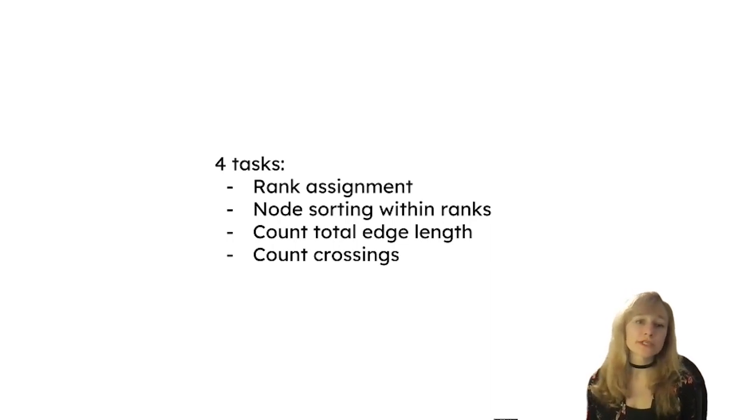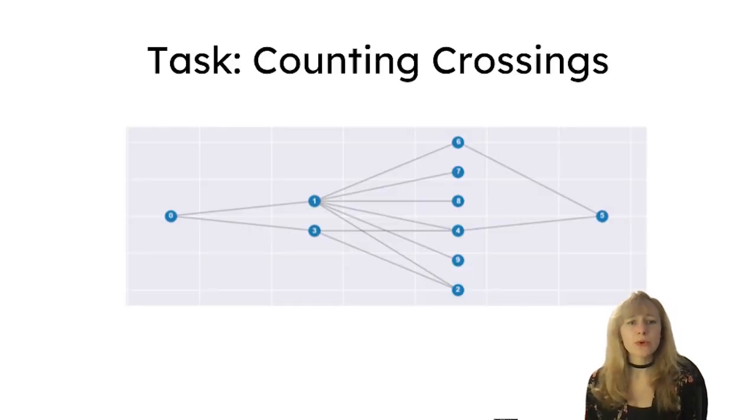I won't go in order, but I will start from one of the easiest to explain, counting crossings. So we give an input graph and we want ChatGPT to be able to count the edge crossings. In this case, there are two. We want the number of crossings to be returned from ChatGPT.